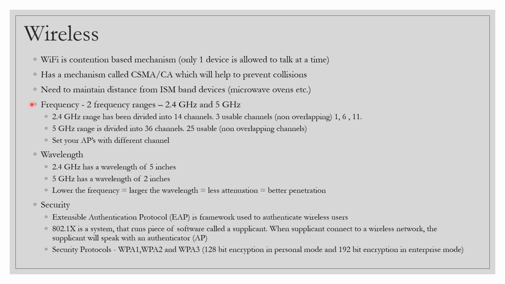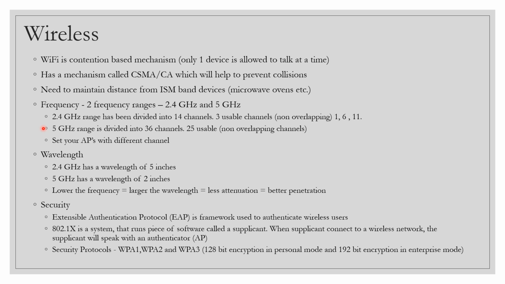In Wi-Fi, the frequency is of two ranges. One is 2.4 gigahertz and one is 5 gigahertz. Now in 2.4 itself, it's been divided into 14 channels, and the three usable channels, or the non-overlapping channels out of the 14, are 1, 6, and 11. In the 5 gigahertz range, it's been divided into 36 channels, and 25 of them are usable, which are called non-overlapping channels.